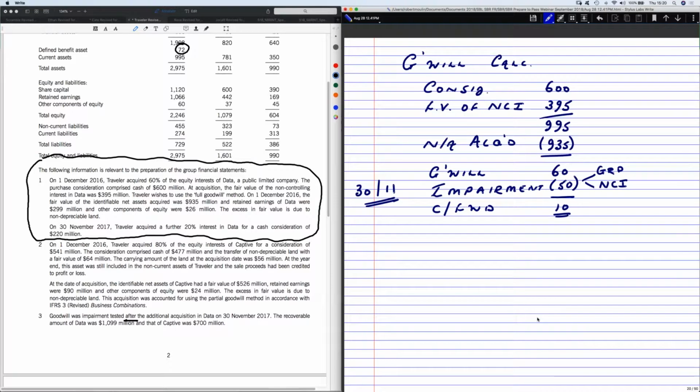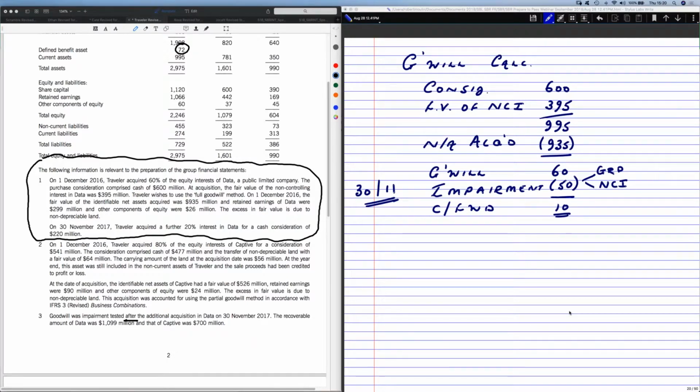And I think the word after is important here because it clearly is the difference between 60 and 80. Okay, now we don't need to worry about the impairment charge. I am just giving you that figure so that we can think about how that would be allocated. But please remember that the impairment occurs at a point in time.